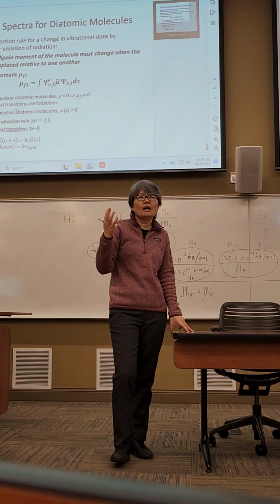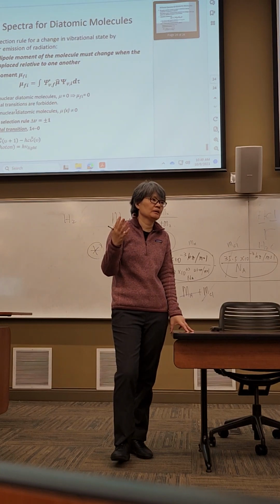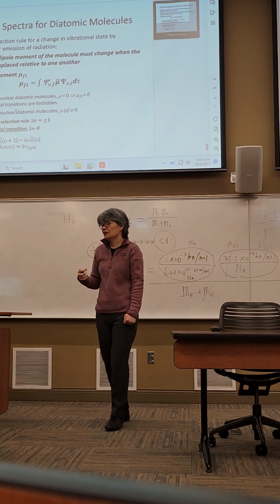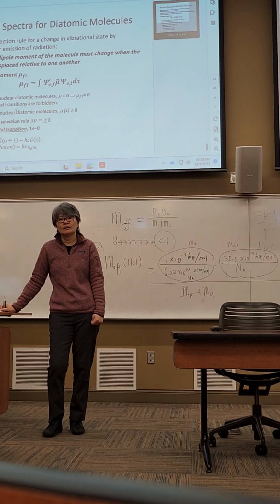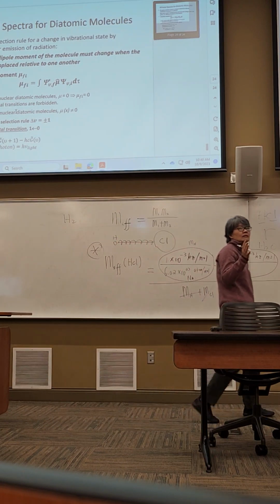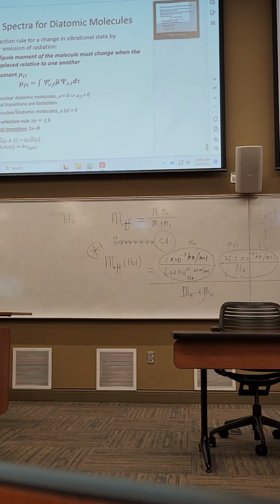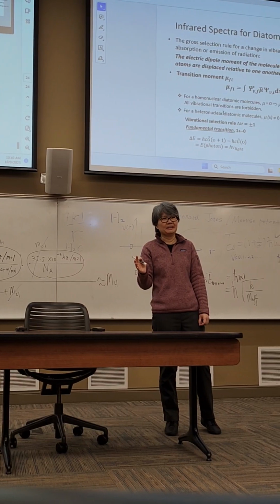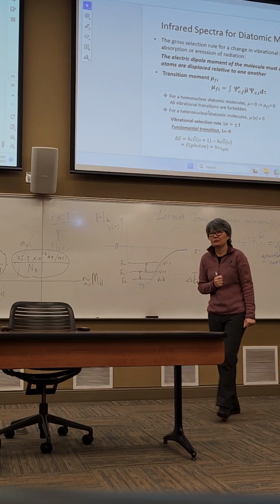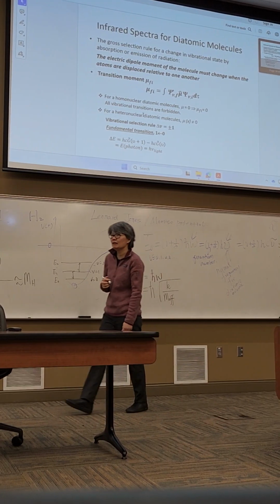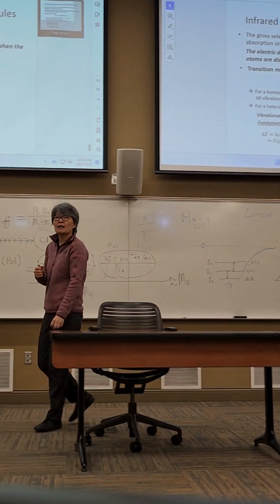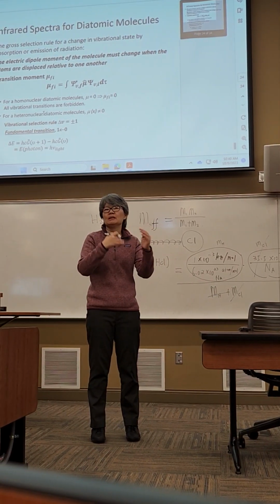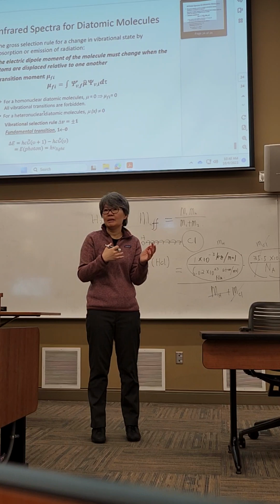That is called, in spectroscopy, the selection rules. Selection rules determine what kind of transition is allowed. Under the harmonic oscillator model for diatomic molecules, the selection rule only allows the quantum number to change by plus or minus 1, which means it's only between neighboring states. Does that make sense to you?